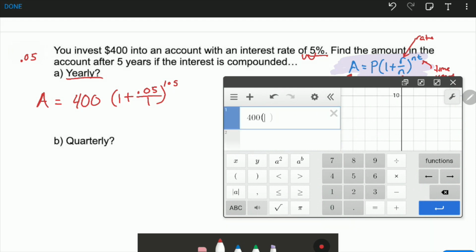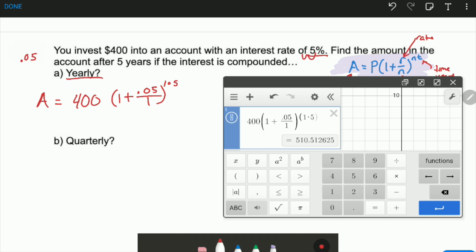400 times 1 plus 0.05. I don't really have to divide by this one, but I'm going to, just to save some trouble later whenever I do the quarterly. And then in the exponent, I do need to put it in parentheses, 1 times 5. And again, I don't actually need to do that, but since I'm doing 2 different exponents here, I'm just going to easily switch it.